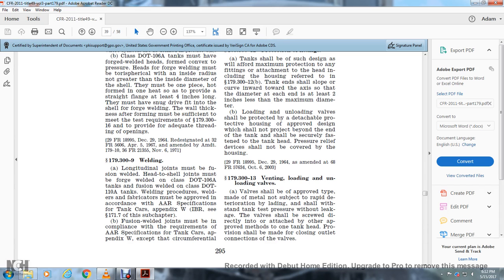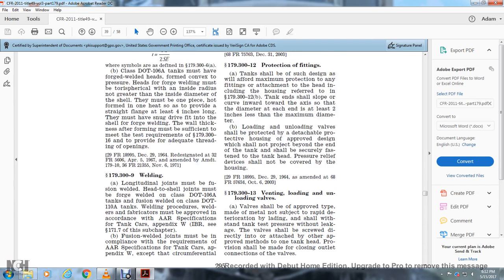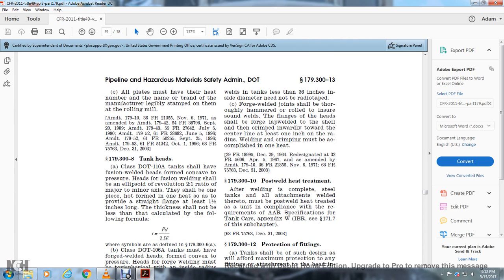Fusion welded joints must be in compliance with the requirements of the AAR Specification for Tank Cars, Appendix W, except that circumferential welds in tanks less than 36 inches inside diameter need not be radiographed.